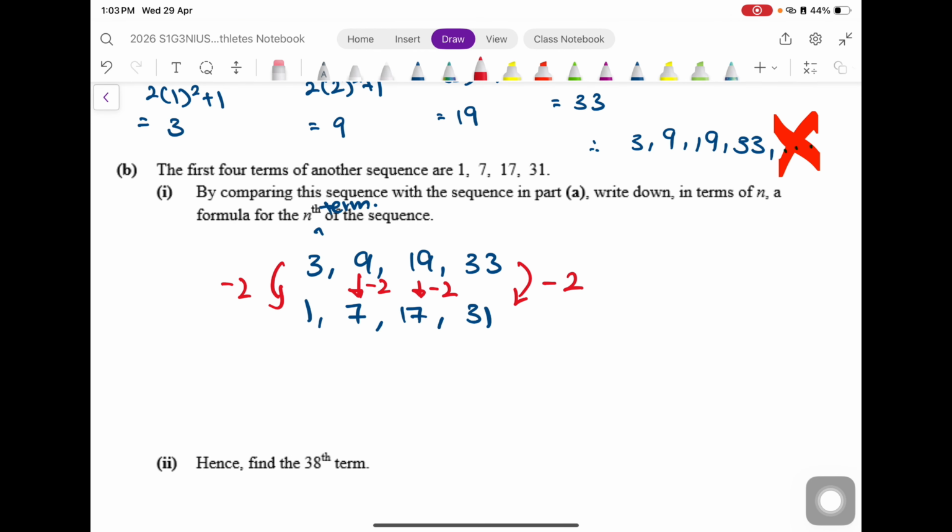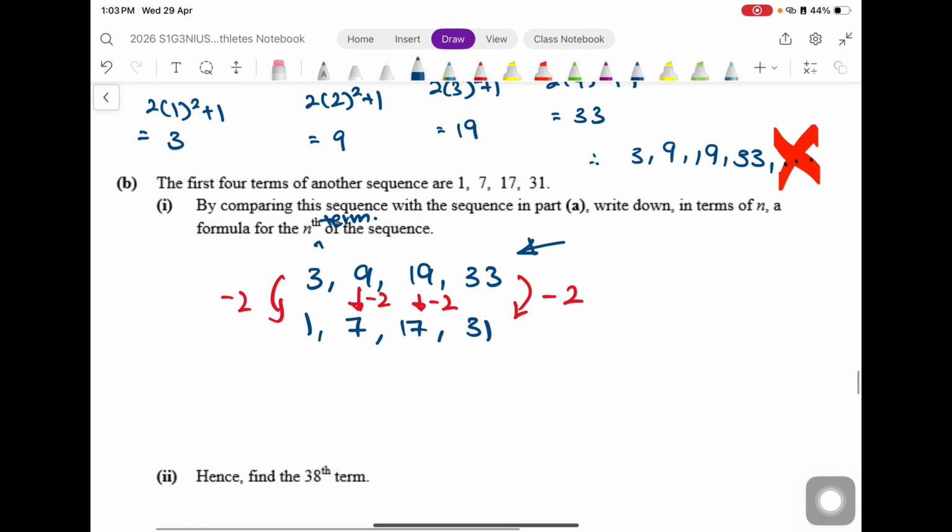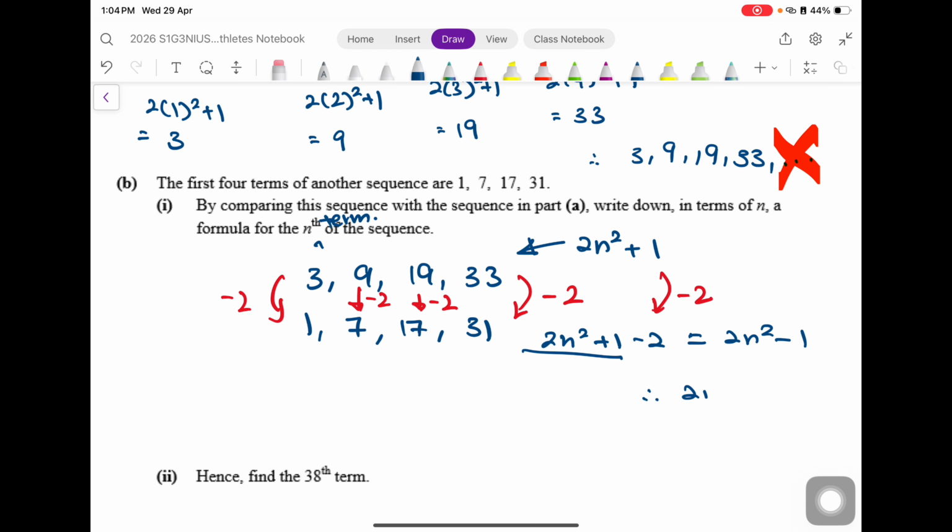Agree? So for my first part, the first sequence is 2n squared plus 1. So what do you think I can do to get this sequence here? Obviously it must be -2, right? So 2n squared plus 1 minus 2. Answer: 2n squared minus 1.